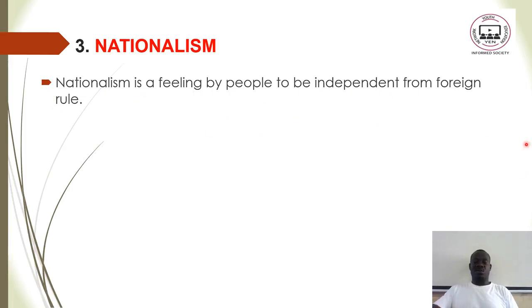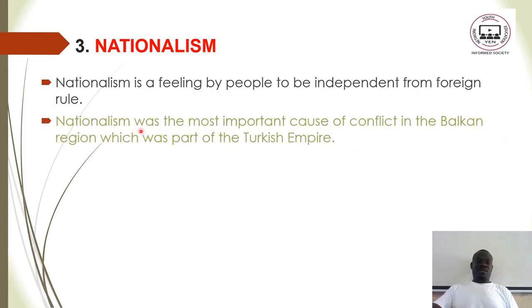Nationalism was the most important cause of conflict in the Balkan region, which was part of the Turkish Empire. The Balkan region is where we saw on that map Bosnia-Herzegovina, Serbia, Montenegro, Greece; all that area is called the Balkan region. So nationalism was the major conflict in that area, because all those smaller countries were under the Turkish Empire. They were under Turkey.